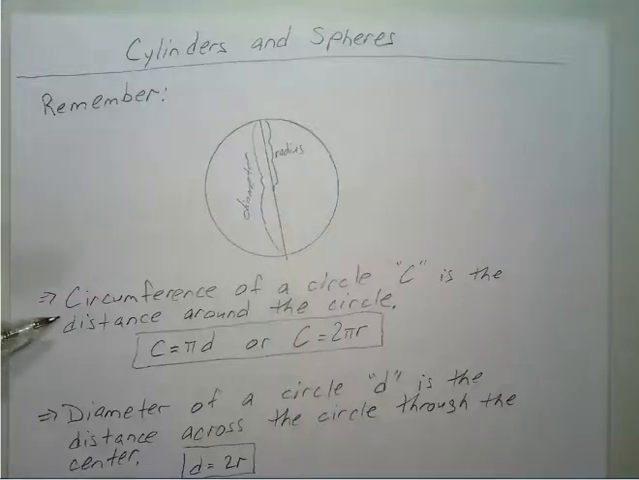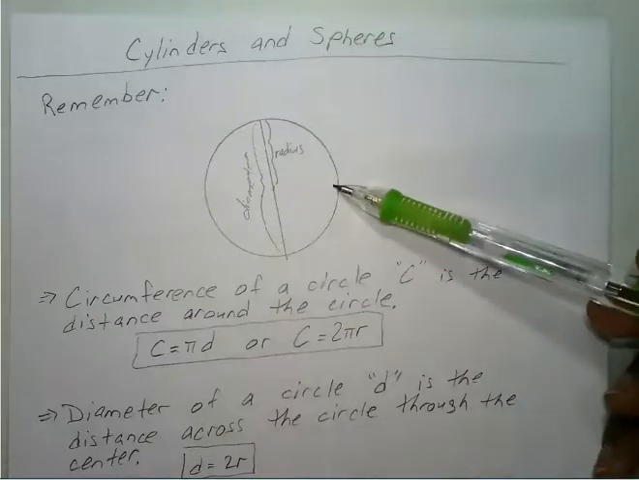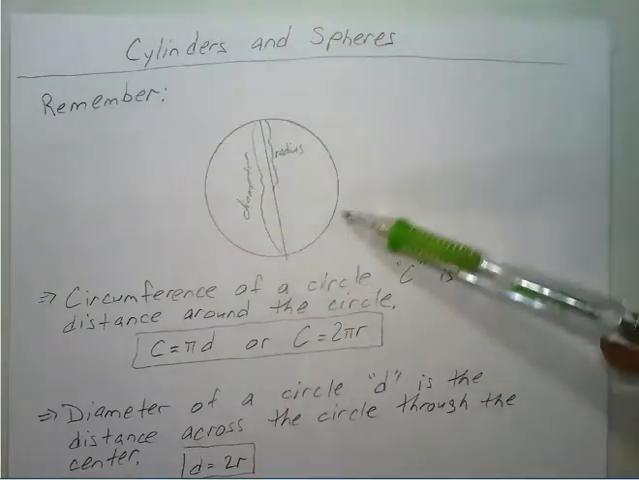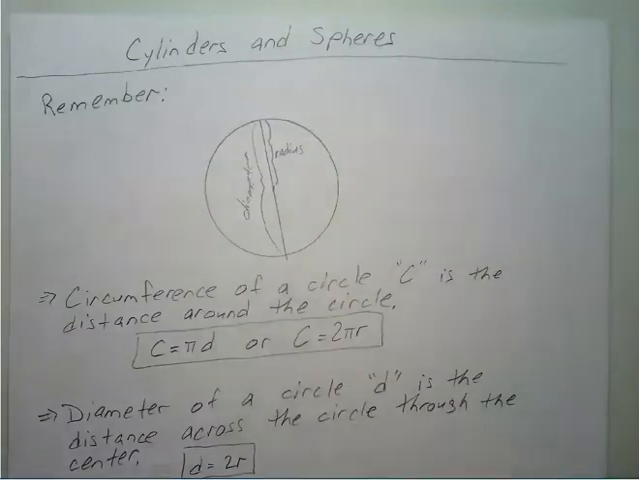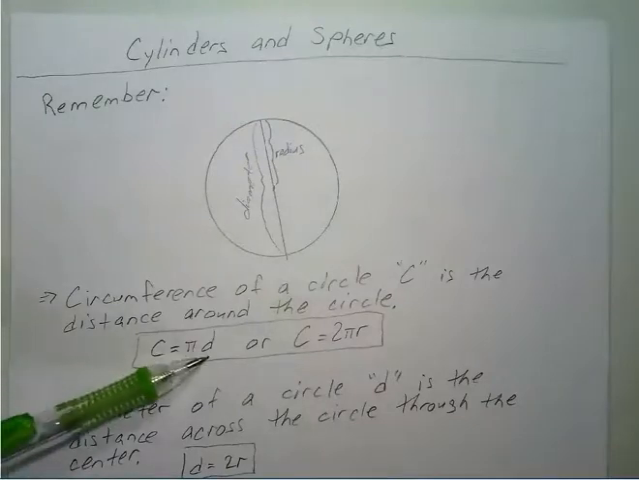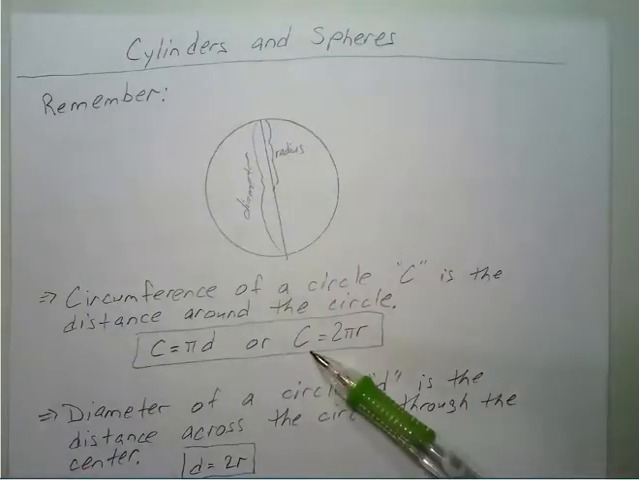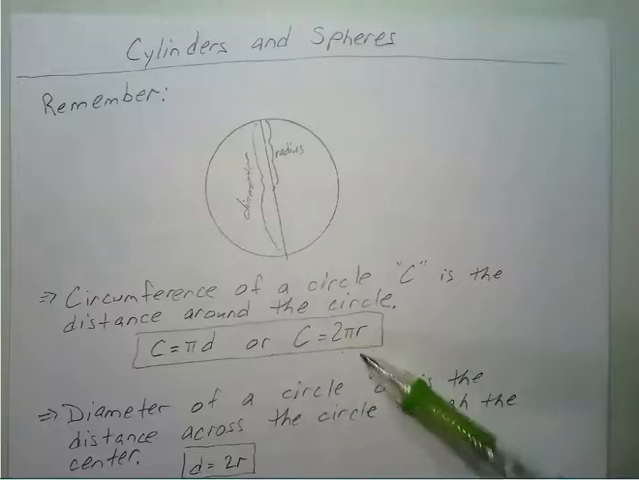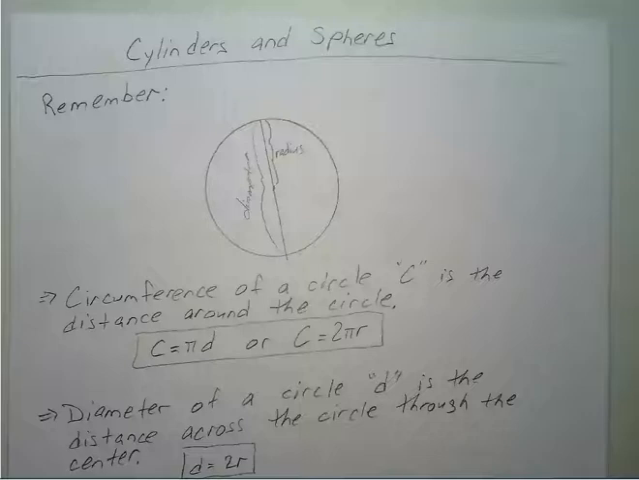Okay, so if you remember, the circumference of a circle is the distance around the circle. So if you start at one point and you go around the surface of the circle and go back to that original point, that's the circumference. To calculate the circumference, the circumference is equal to pi times the diameter, or the circumference is equal to 2 pi times the radius, depending on which unit of measure you have. If you have the diameter, you use this formula. If you have the radius, you use this one.